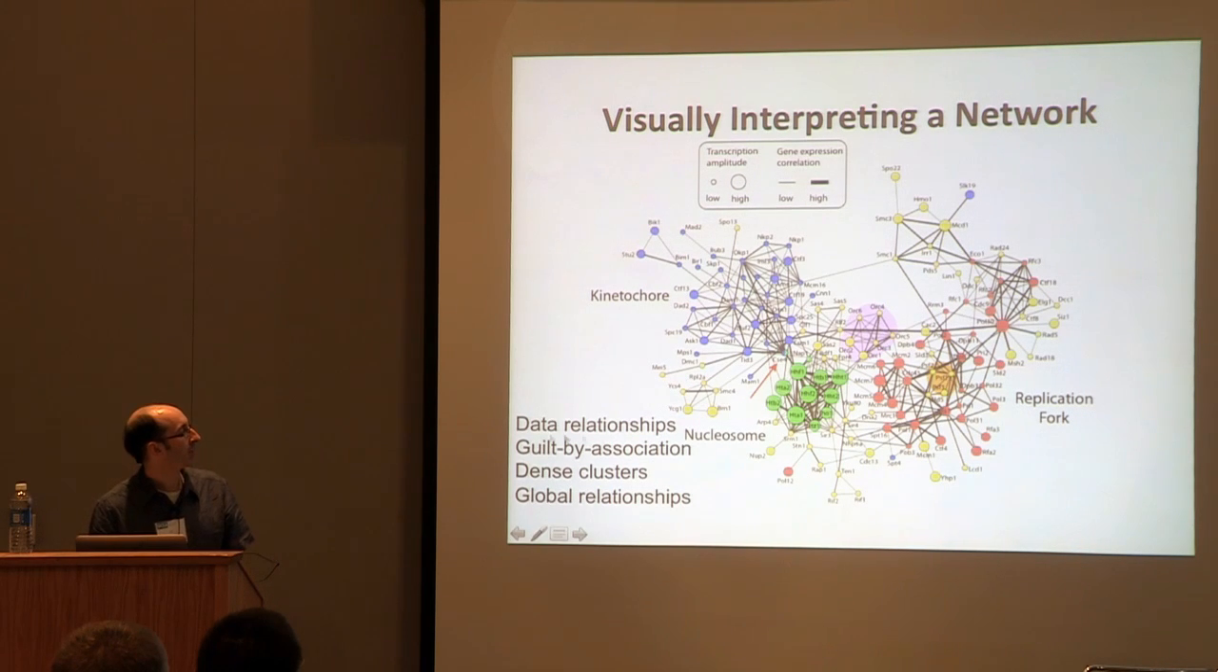Sorry, I forgot to mention one thing with data relationships. Not only can you see which nodes are connected to other nodes, but you can see relationships between the types of data that I've overlaid on this network. So I've overlaid gene expression data in a couple of different ways on this network.